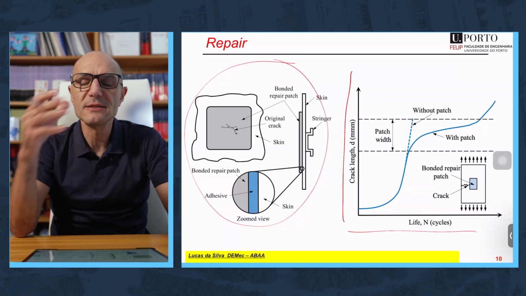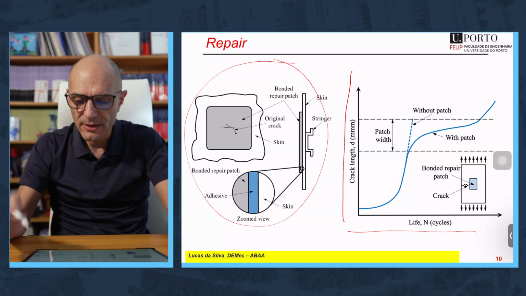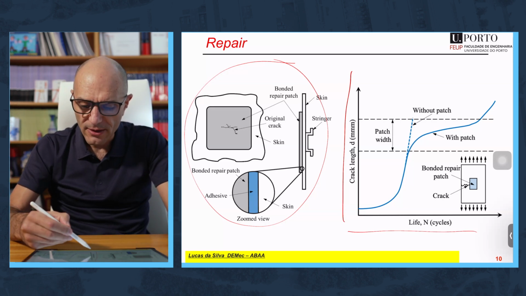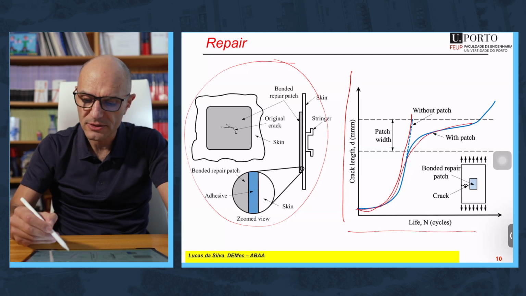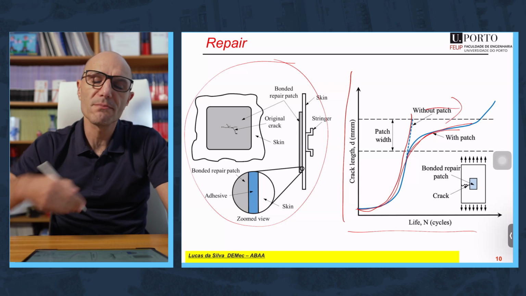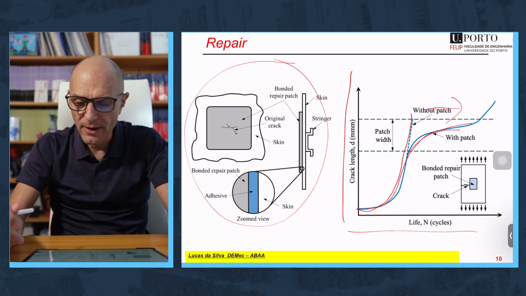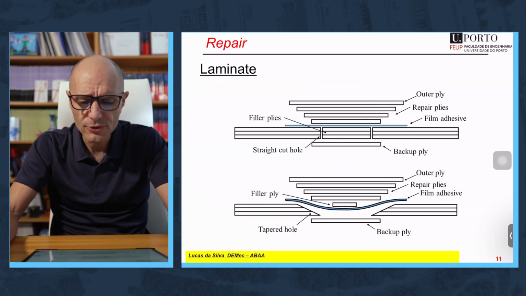By the way, one cycle corresponds to one flight where you pressurize the aircraft. And you have here two curves, this one without patch and this one with patch. So it's very clear that you can use the aircraft for many more cycles, many more flights if you use that bonded patch. But how do you repair?